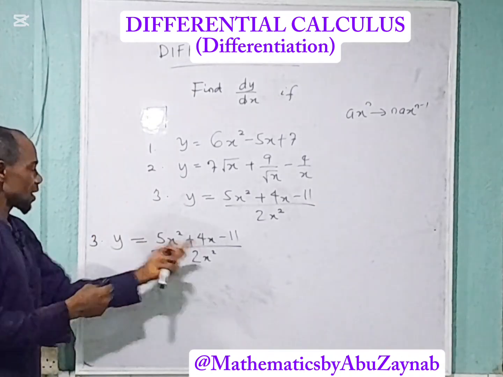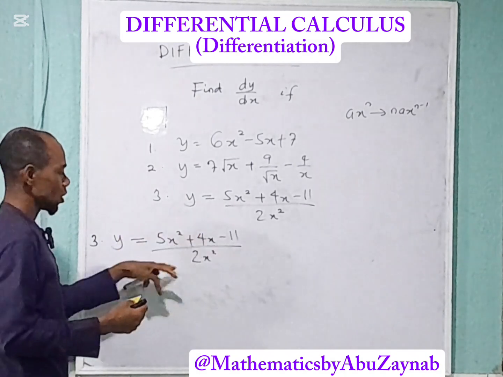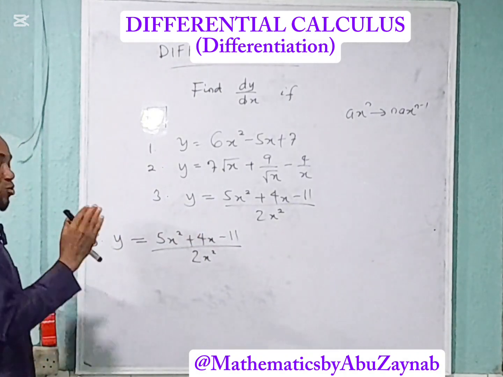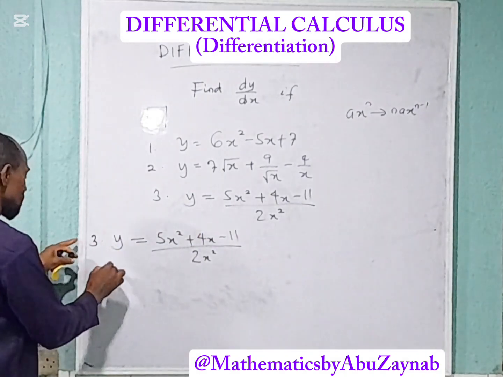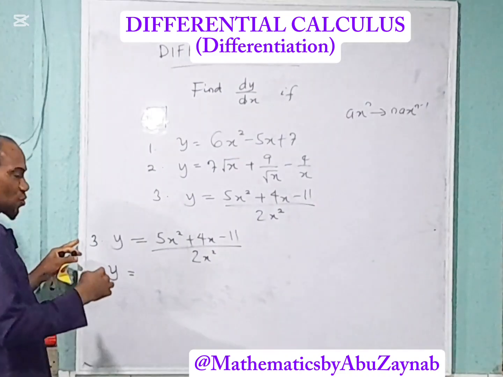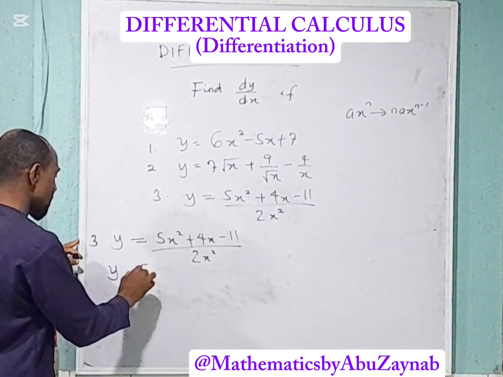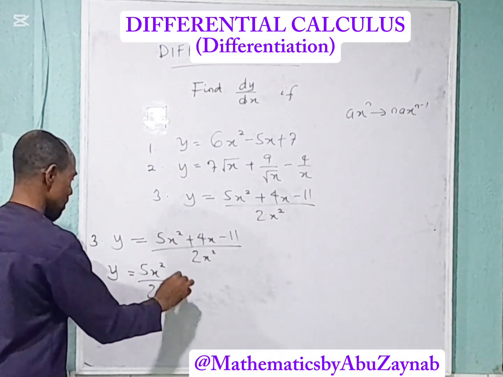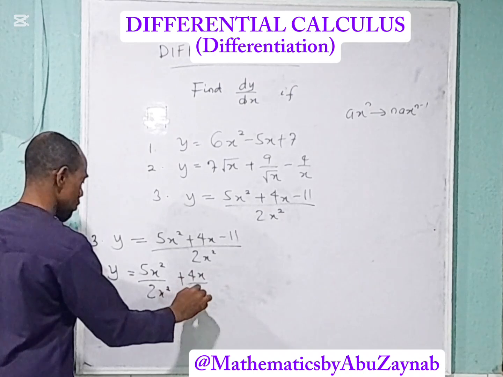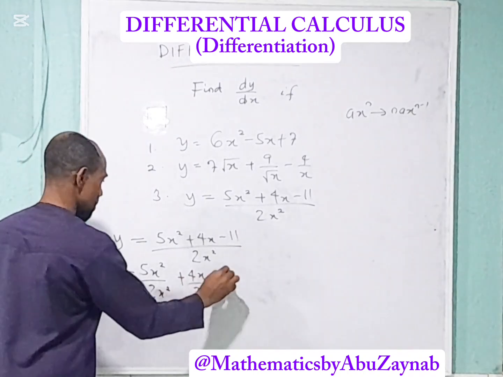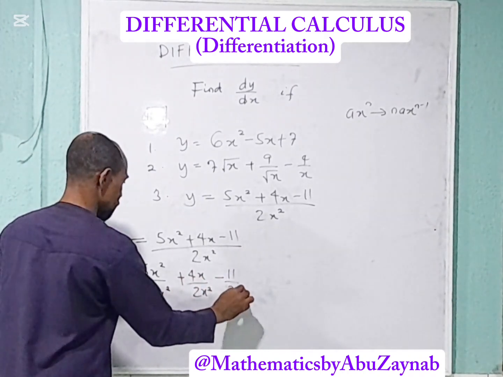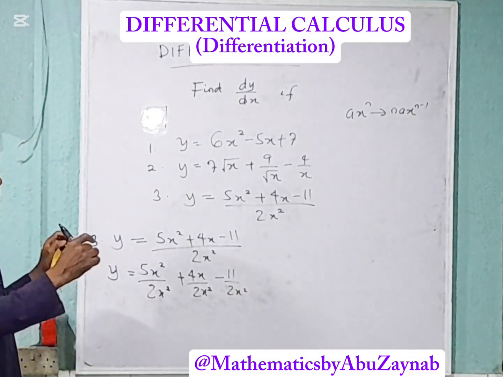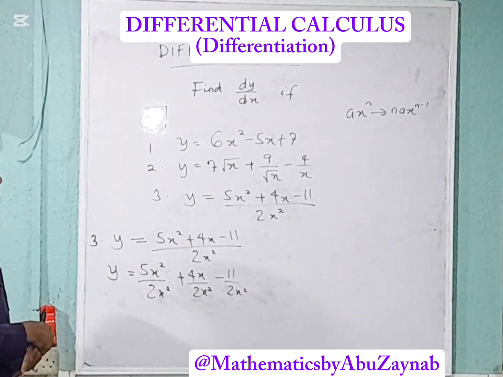So here, they are lumped up because we have the numerator divided by 2x squared. So we try to separate, to detach them. We don't differentiate right away, we rewrite. So you're going to have 5x squared over 2x squared plus 4x over 2x squared minus 11 over 2x squared. Yeah, that's step 1, to disaggregate the terms.